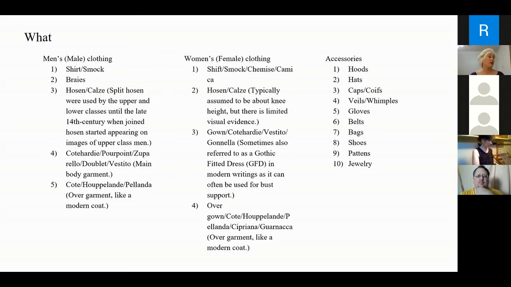Over that, you're gonna have your base level garment. And depending on the social class of your persona, that base level garment might be most of what you wear.